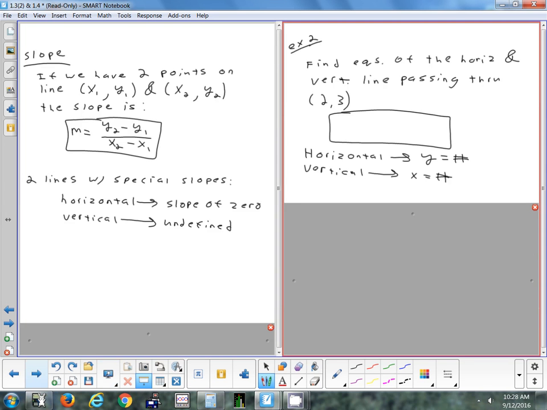Okay, so what I want to do is find 2 equations. I want to find the equation of the horizontal line that goes through the point 2, 3. And I want to find the equation of the vertical line that goes through the point 2, 3. Okay, so what would be the equation of the horizontal line that goes through the point 2, 3?